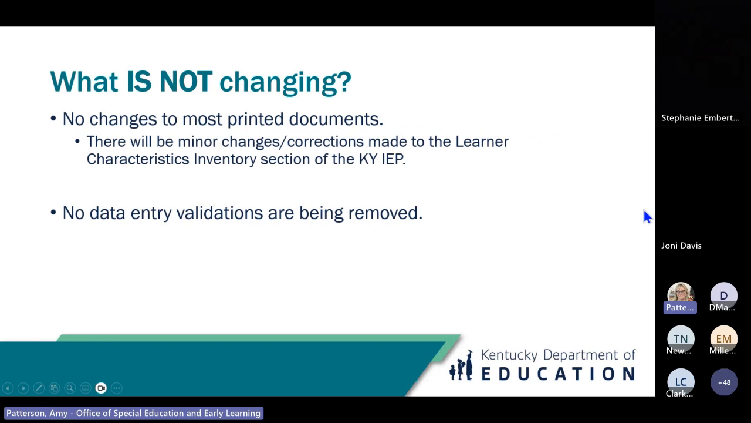What is not changing? The printed documents have not changed, so you don't need to worry about that. There are a few minor changes like grammar and punctuation corrections. In the learner characteristics inventory, we made some changes to make sure the disability categories align with the disability categories throughout the rest of the IEP, but everything else looks the same. And no data entry validations were removed at all.